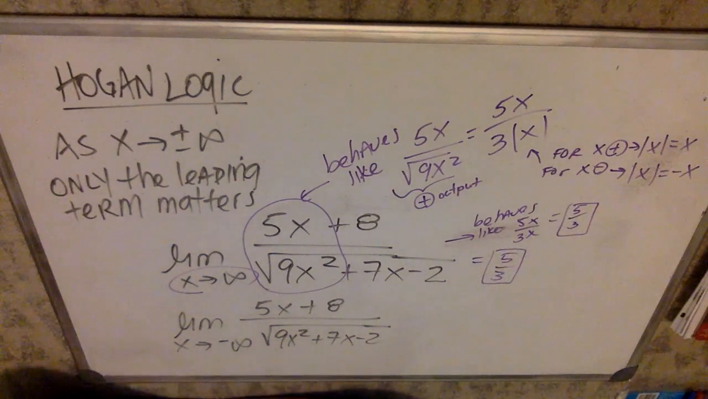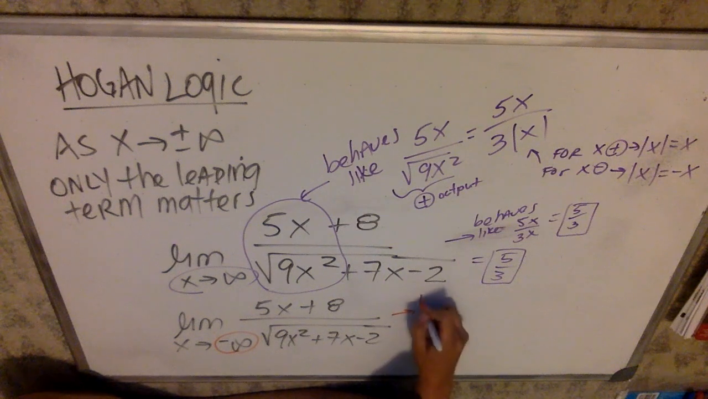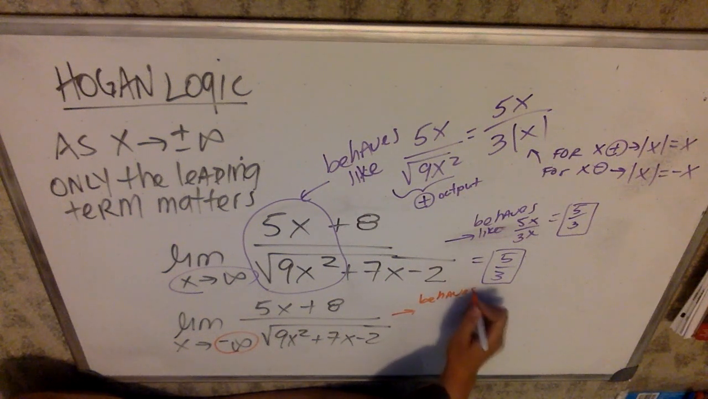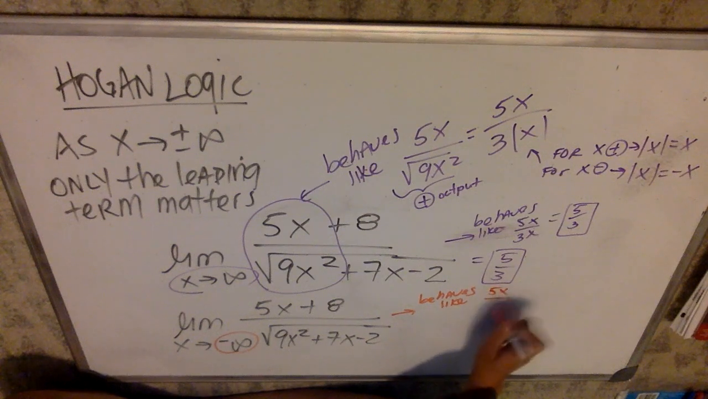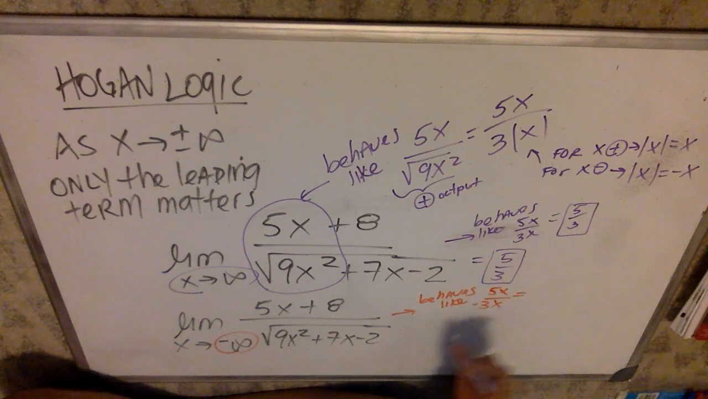But when I go to do this one, I have to say, wait a second, this is a trap, right? This behaves like a 5x over the opposite of 3x, meaning this one's going to a negative 5/3.